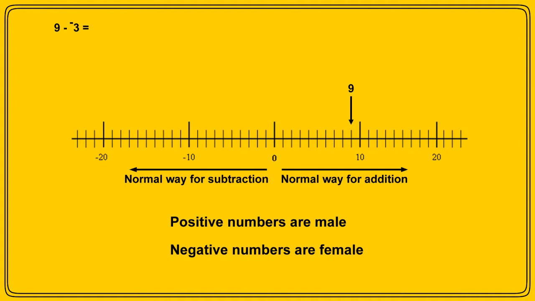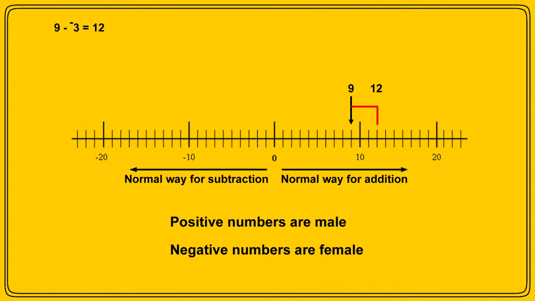So here we go. You'll remember that we start at the first number. So imagine we're standing at 9, positive 9, on the number line. We are subtracting, so we want to go to the left. But the number we are subtracting is -3, i.e. a female number, so we change our minds and go 3 places to the right instead, bringing us to positive 12 on the number line. So 9 subtract -3 is 12, positive 12.